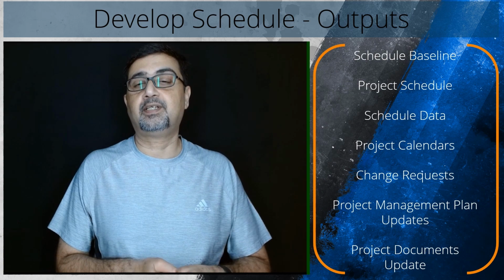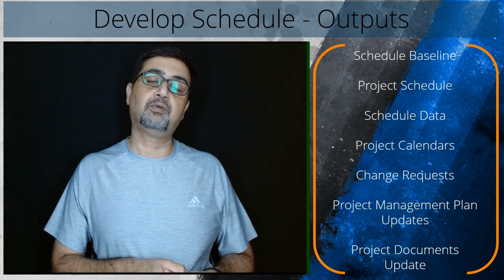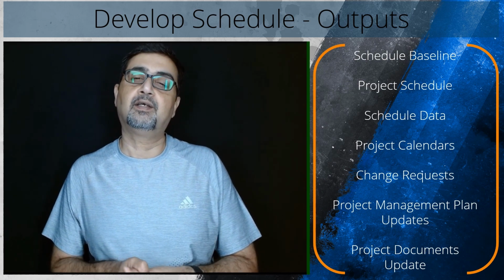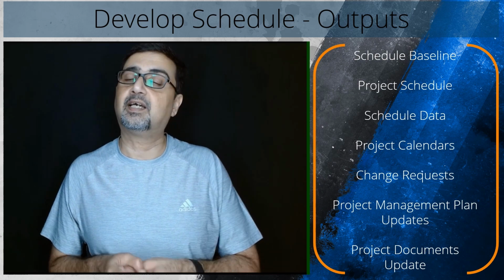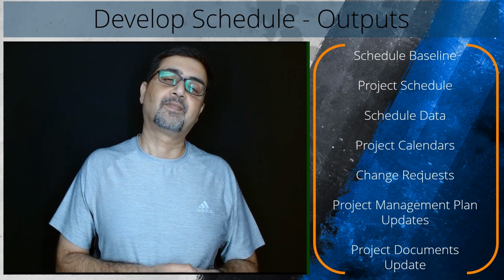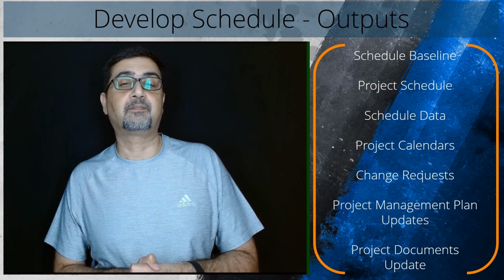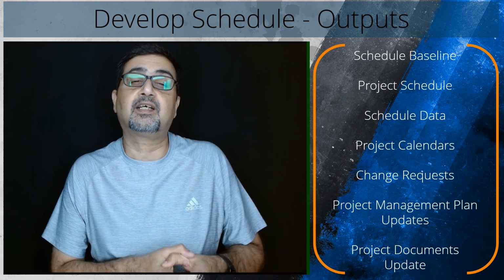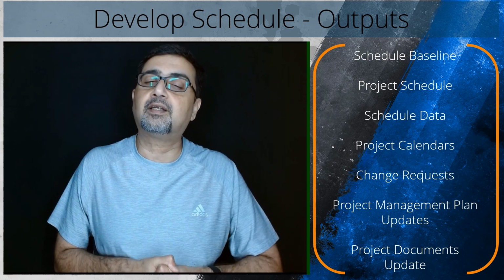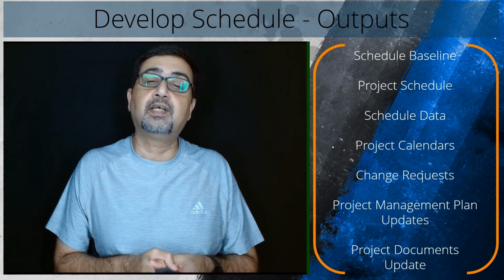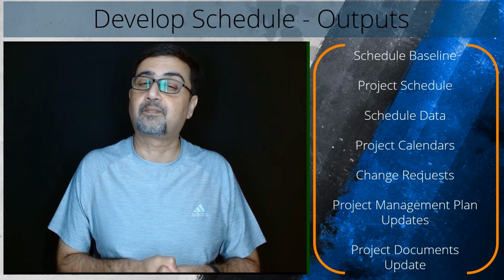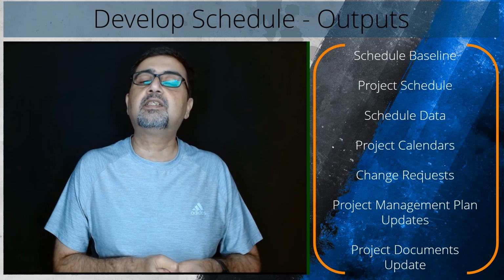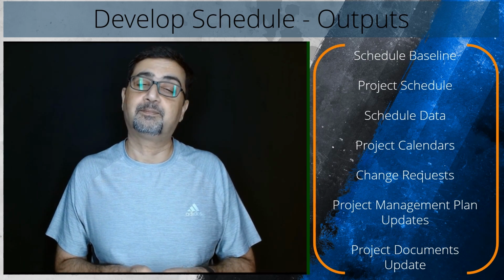It is accepted and approved by the appropriate stakeholders as the schedule baseline with baseline start dates and baseline finish dates. During monitoring and controlling, the approved baseline dates are compared to the actual start and finish dates to determine if variances have occurred. The schedule baseline is a component of the project management plan.